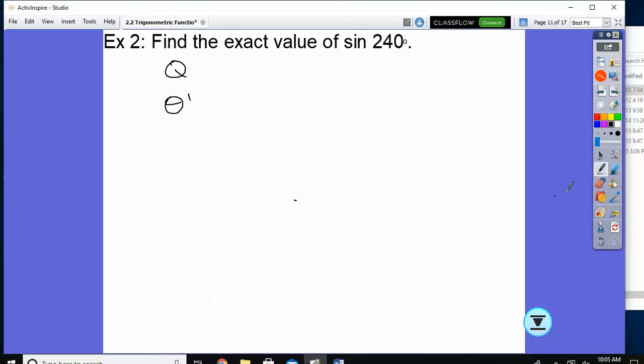So if I am looking at 240, what quadrant is 240 degrees in? Quadrant 3. Reference angle. If you are in the 3rd quadrant, how will I get my reference angle? 240 minus 180. And we get 60.